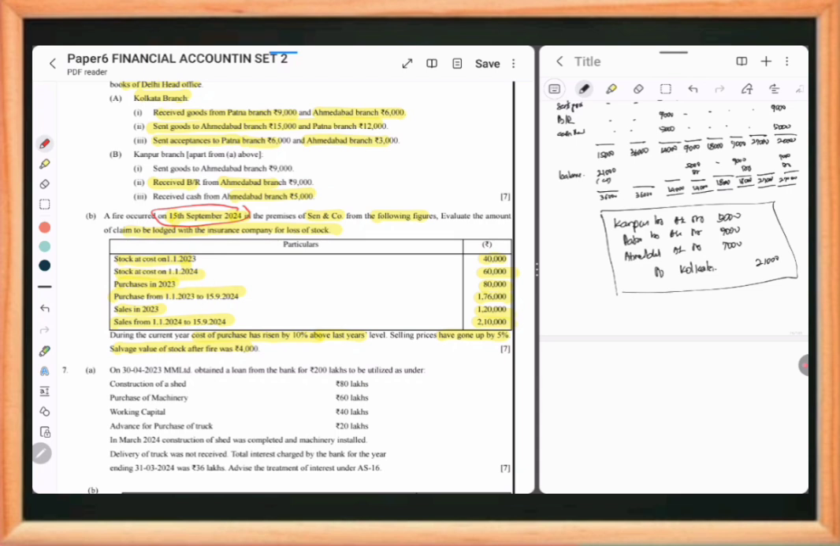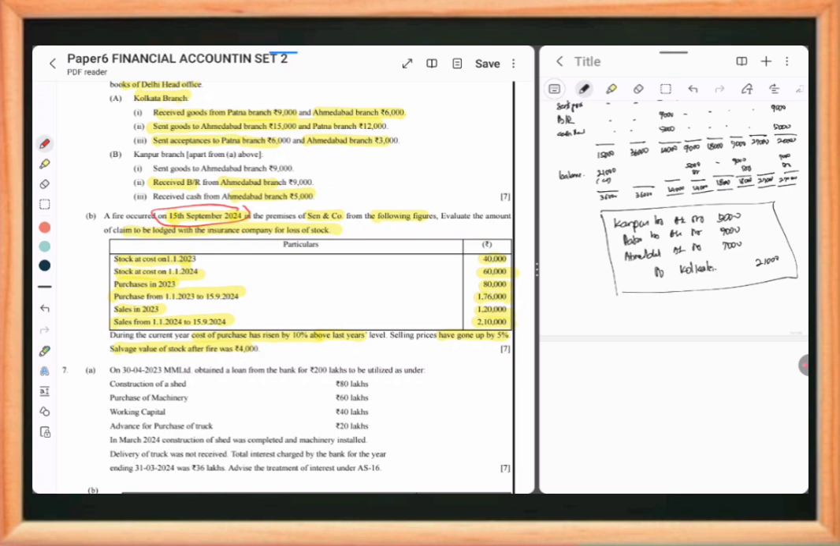Balances, opening stock, closing stock, purchases, sales, it's given. By preparing the previous year trading account, we can find out the gross profit ratio, because at the time of the fire, the closing stock damage is not given. We have to find it out. It is a balancing figure, a missing figure. So first of all, let us prepare the trading account. After that, the memorandum trading account. So what will be the claim, we have to find out.